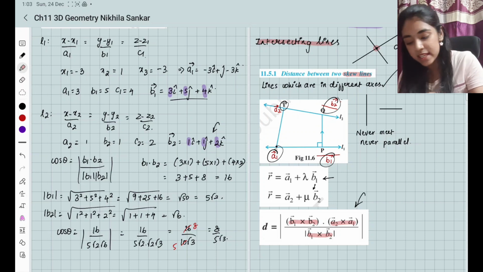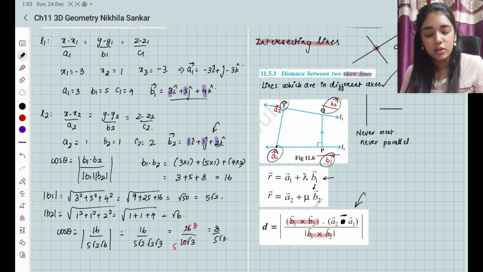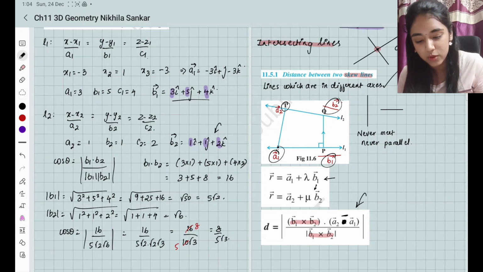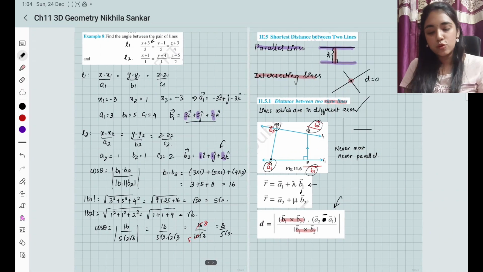Okay? I think there is a mistake from the book. In the A2 minus A1 varno, not cross. Okay, please change that. This has to be A2 minus A1. So B1 cross B2 dot product A2 minus A1 the whole divided by B1 cross B2. Okay, so this is our formula. So this is the distance between two skew lines.